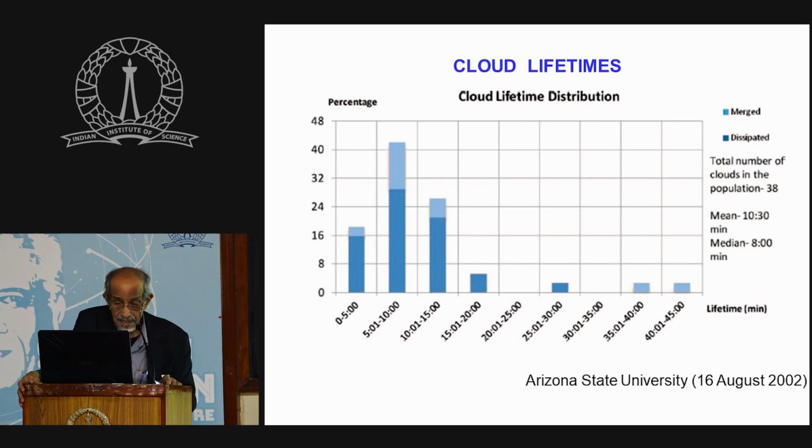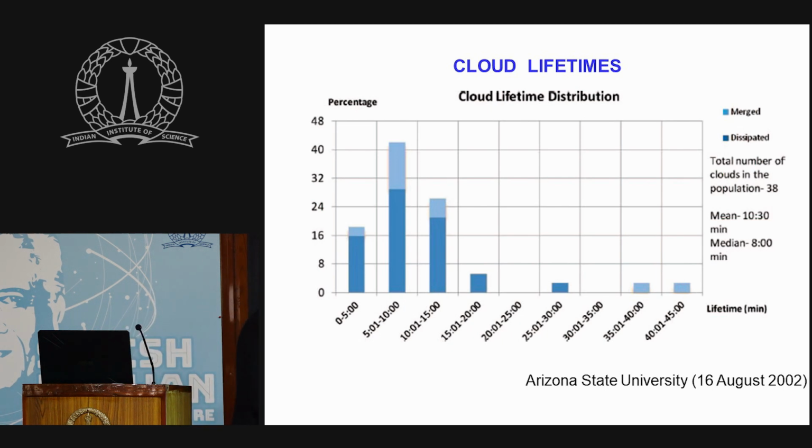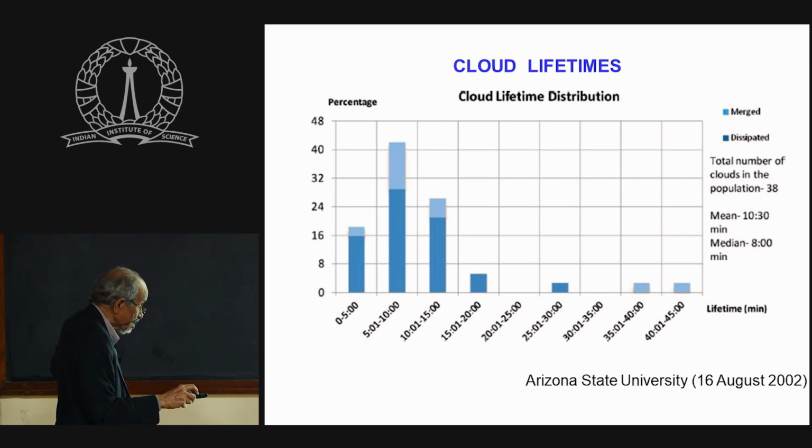Here are some measurements made in the United States, and they tell you what the life duration is, a histogram for the distribution of the life of the cloud. Now, these are in minutes. So, you can see here, 5 minutes, 10 minutes, 10 to 15, another 5 minutes, and so on. These are in 5 minute intervals as you go along with time. And you can see that after a while, the distribution becomes very small.